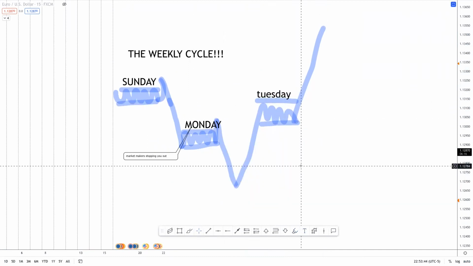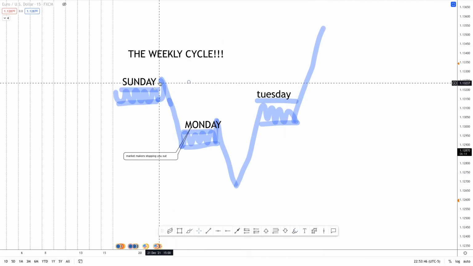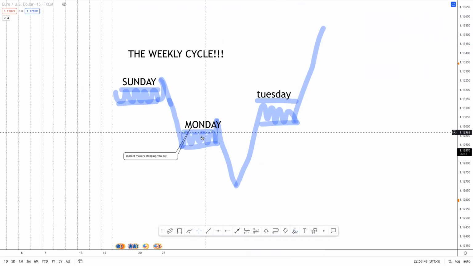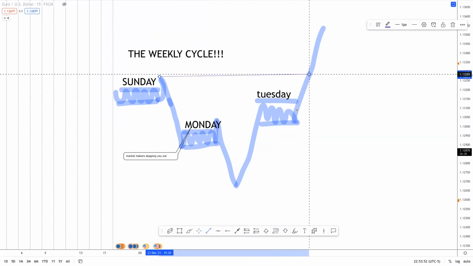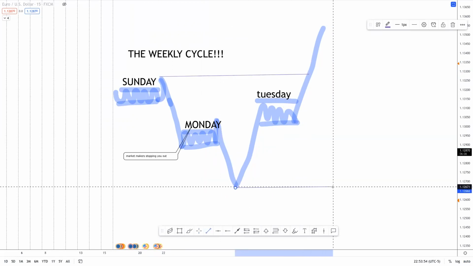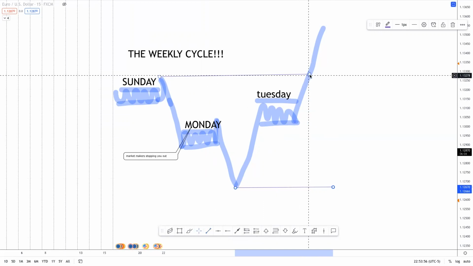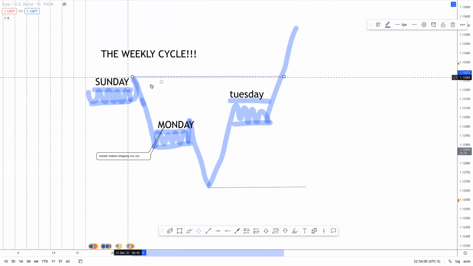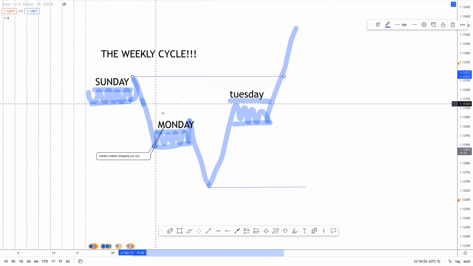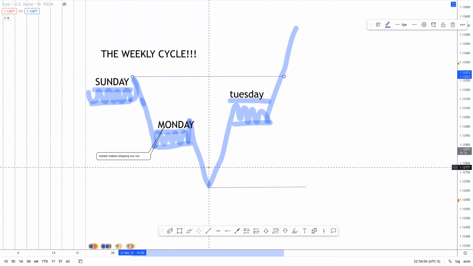Understanding that we have now broken Sunday and Monday, this would be weekly highs, and this would now be weekly lows. If we know that we have breached the weekly highs, this is considered a liquidity sweep of the weekly highs, and it gives great confluence that the market might sell off.